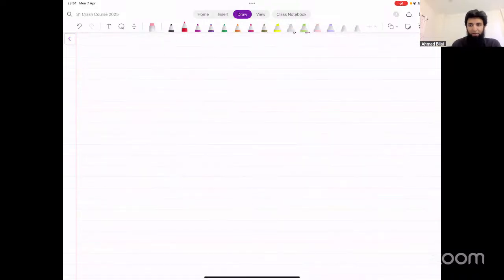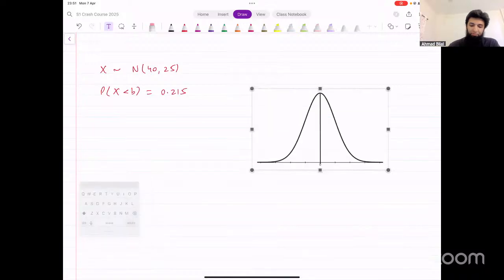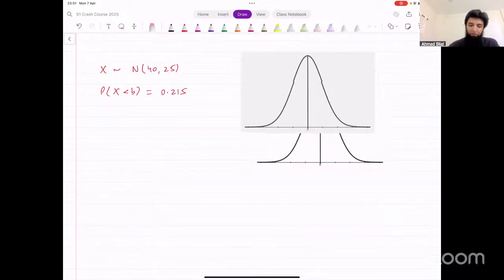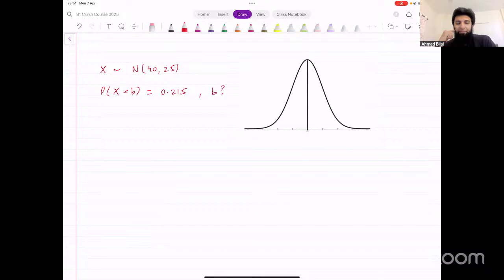Okay, let's say we had something like this. We had a variable x, and it was normally distributed with mean 40 and variance 25. And we were given that the probability that x is less than b is equal to 0.215. Okay, let's say we've got this. What do we do now? What we're looking for is the value for b, right? You want to figure out what b is. How do we do this now?